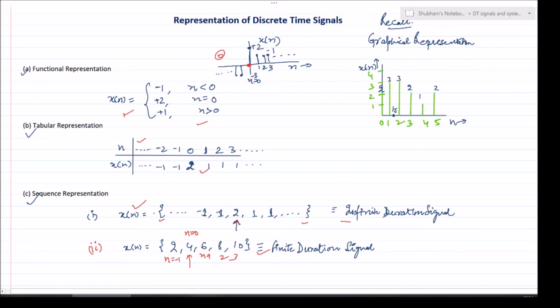So these are the three most common representations we will be seeing in the subsequent lectures. Hope you have understood it, and we will be using it more frequently in the subsequent lectures.